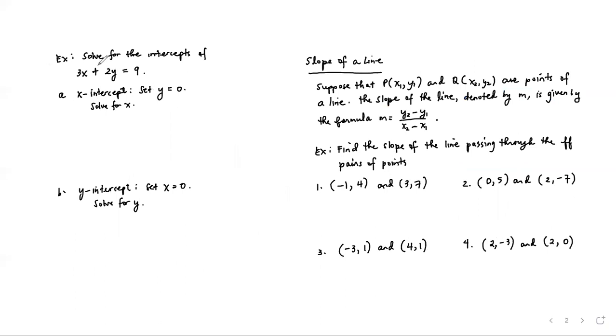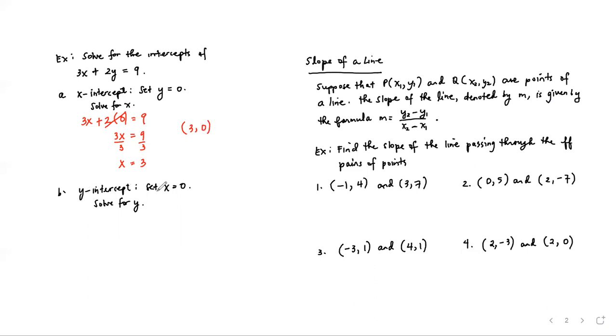So for example, let us solve for the intercepts of the line 3x plus 2y equals 9. For the x-intercept, we set y equals 0 and then we solve for x. So in this case, we have 3 times x plus 2 times 0 is equal to 9. And 2 times 0 is 0, so we just get 3x equals 9. And then dividing both sides by 3, we have x is equal to 3. So the x-intercept is 3, and it corresponds to the ordered pair (3, 0).